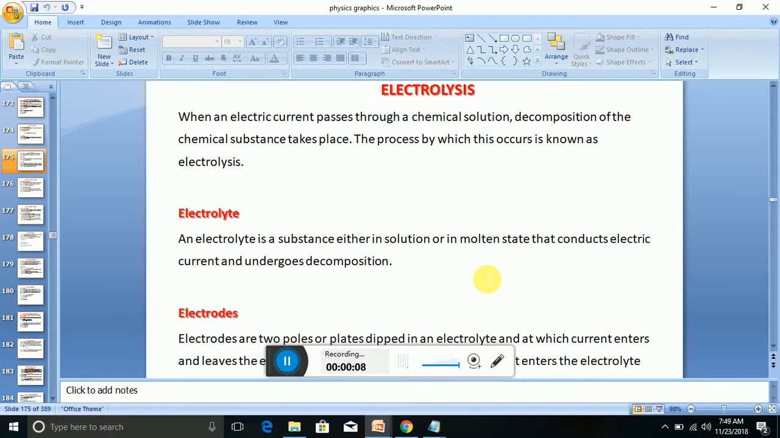Today we're going to be looking at electrolysis. Electrolysis is a concept in both physics and chemistry. Today we're going to be looking at it critically and asking, what is electrolysis?